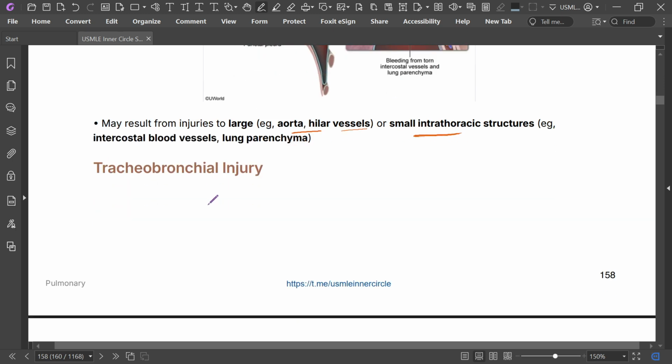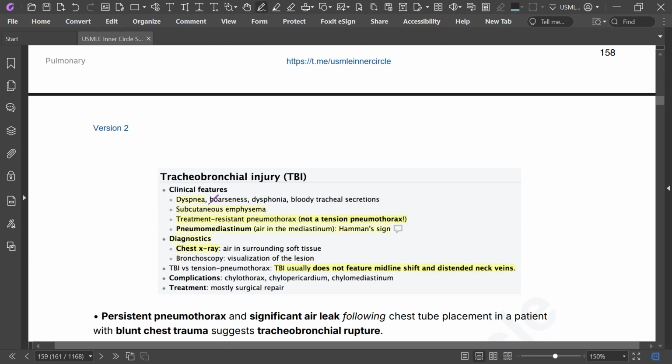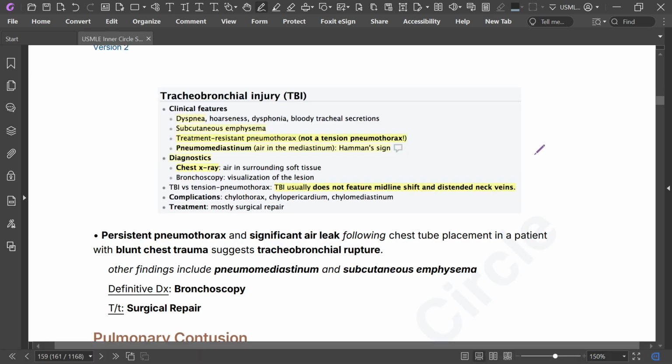Now, tracheobronchial injury, TBI. The clinical features are dyspnea and subcutaneous emphysema, very high yield, and treatment-resistant pneumothorax, not tension pneumothorax. There may be pneumomediastinum, with the Hamman sign. Diagnosis is by chest X-ray, which shows air in the surrounding soft tissue. Bronchoscopy shows visualization of the lung.